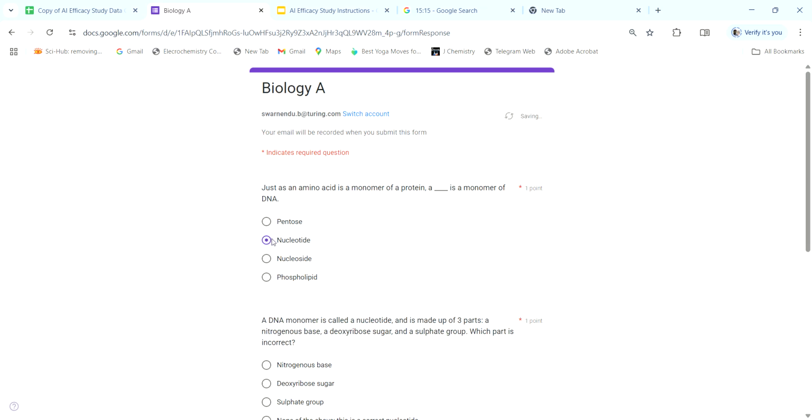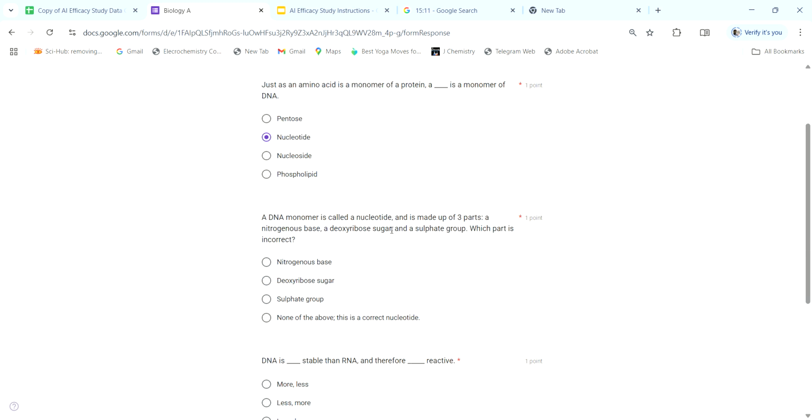Now a DNA monomer is called a nucleotide and is made of three parts: nitrogen base, deoxyribose sugar, and sulfate group. Which part is incorrect? Oh, this. So it should be a phosphate group. In place of phosphate, it is written as sulfate. Okay, so this is incorrect. So sulfate will be the correct answer. Sulfate group.